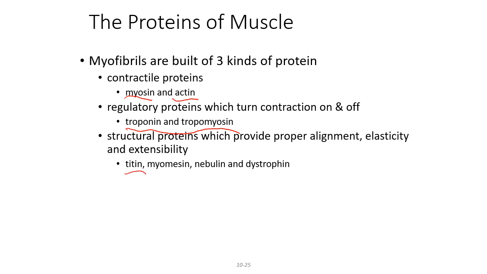We have titin, so our spring. We have myomesin. This helps to get the tension from the muscle to the tendon. And then we have, I'm sorry, the myomesin is the M line. Dystrophin is the protein that's going to help to get the force to the tendons. And then nebulin kind of works like myomesin, except that it works on the thin filaments, and so it helps to hold them together.